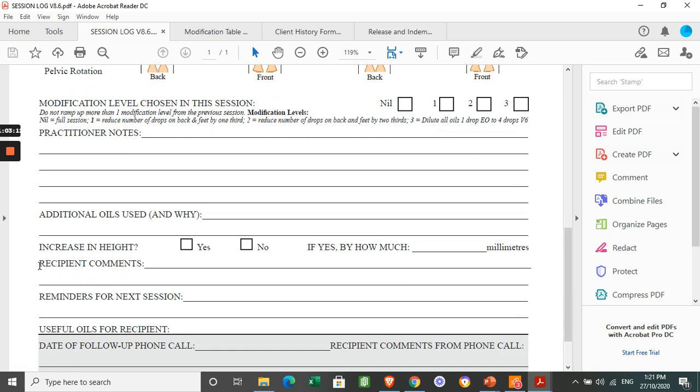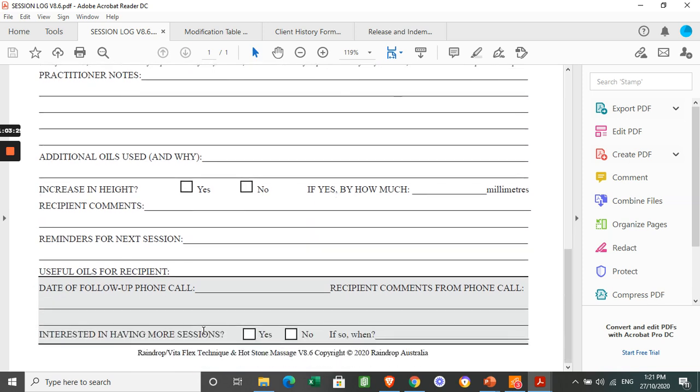Here we have a section for your recipient to describe to you how they felt or any realizations they had during the session. And then reminders that you need for yourself next session with that client. There's also a spot for you to write useful oils for the recipient when it comes to essential oils, and a date for your follow-up call so that we can ensure that aftercare is being maintained with your client. There's also a place there to write the comments from the phone call. A text message is satisfactory as well.